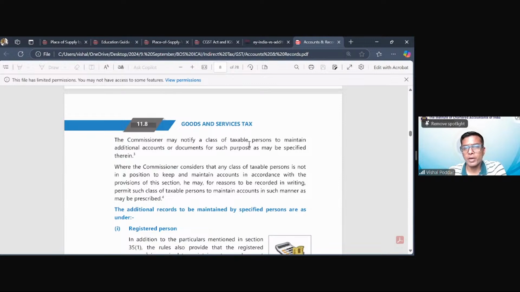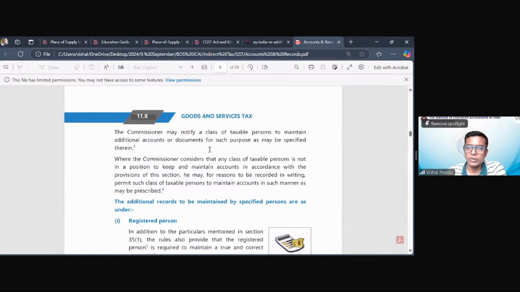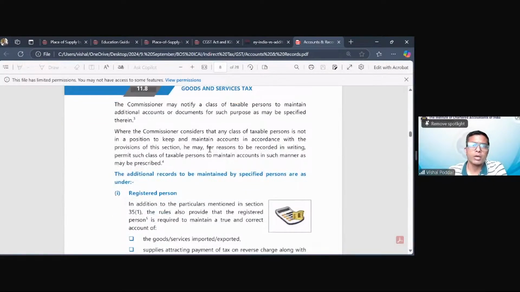Further, the commissioner may notify a class of taxable person to maintain additional accounts. So for a few people, additional accounts are required. Like, if you remember, in income tax, PGBP head, where we had specified books. In the specified books for doctors, there was a separate set of books required for maintaining the stock of medicines, and the stock of all the equipments and items that they are using in their hospitals. So similarly, here also the commissioner has powers to detail out what additional records are to be maintained by which category of taxpayer.